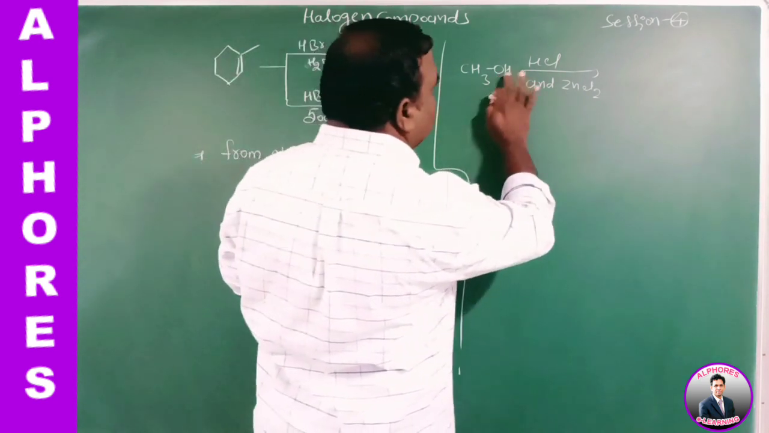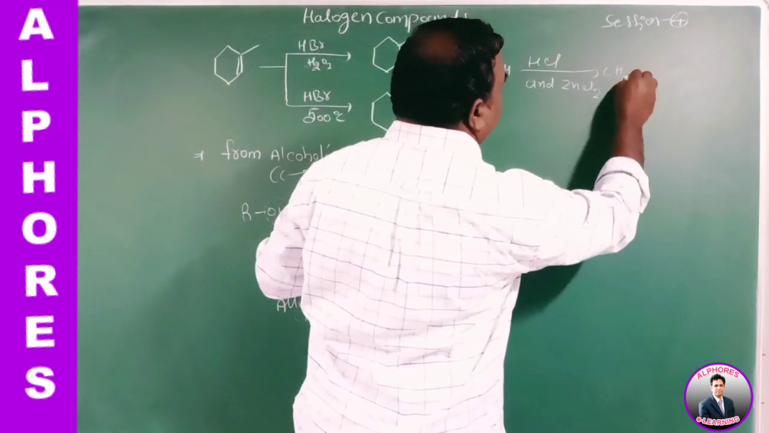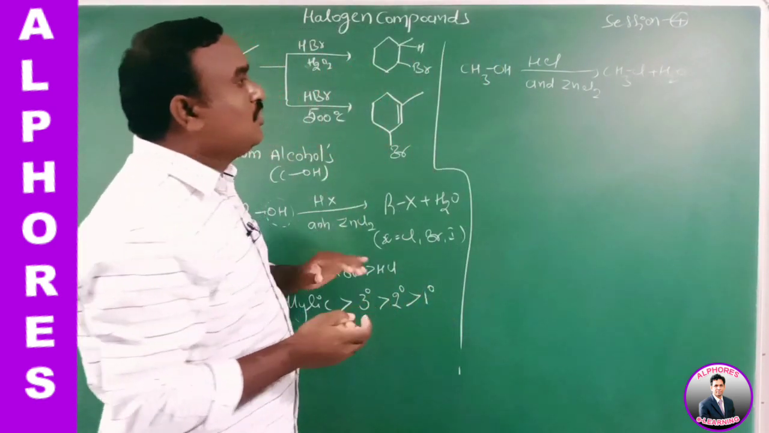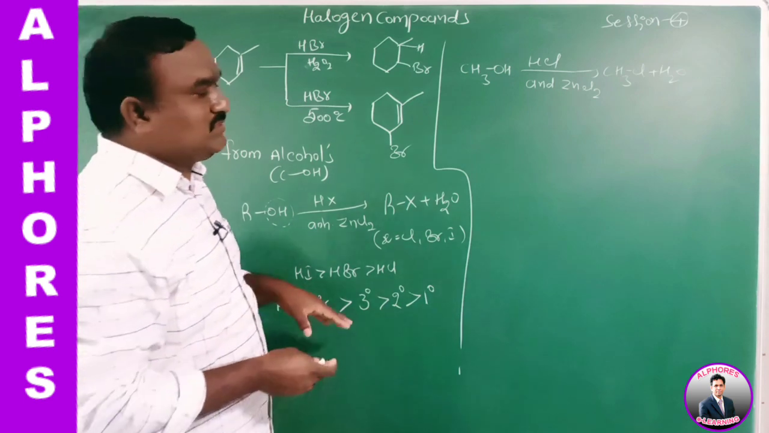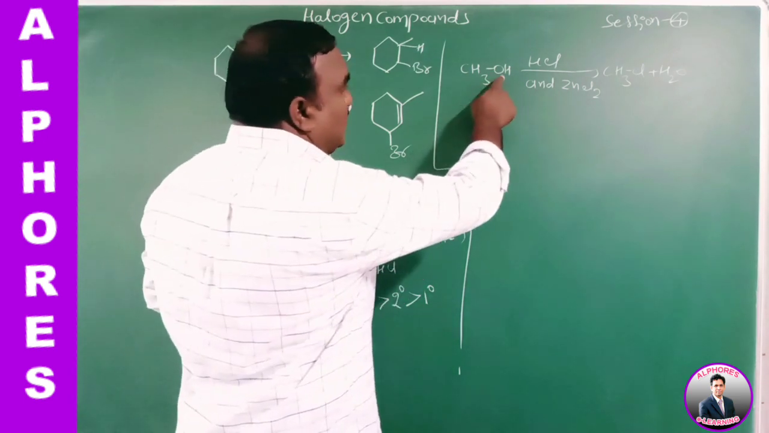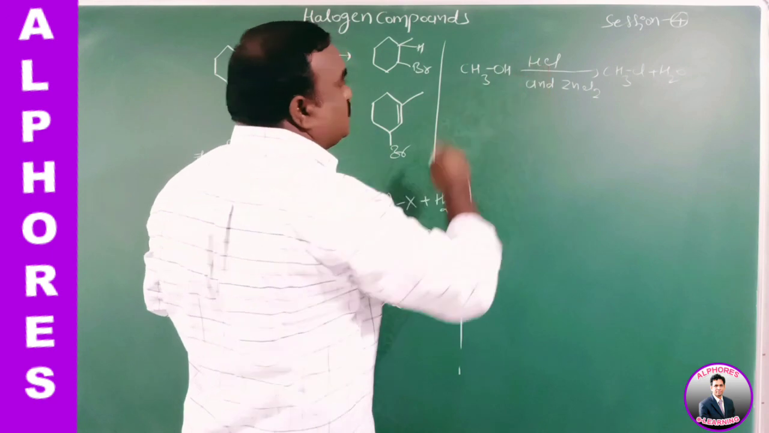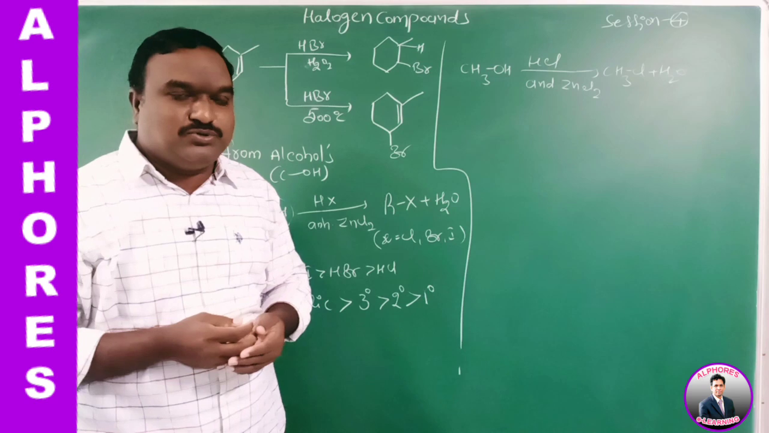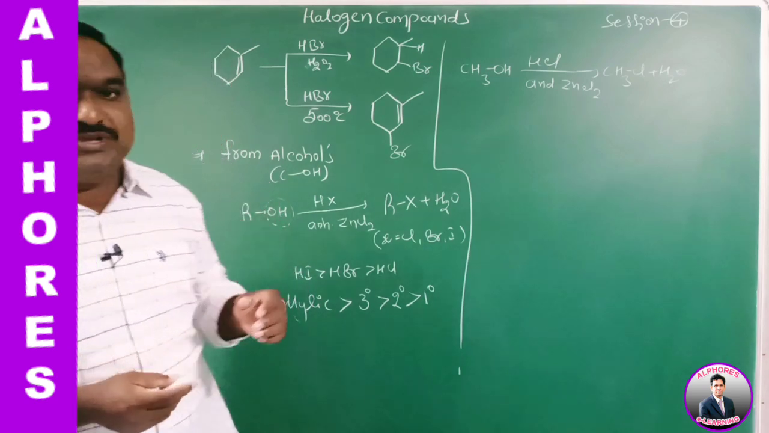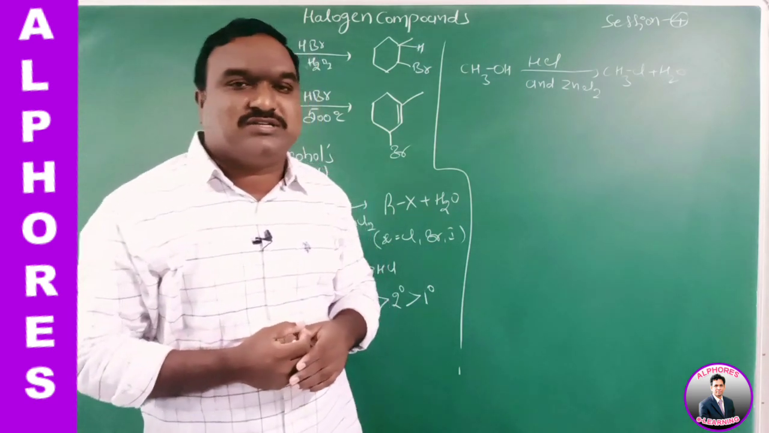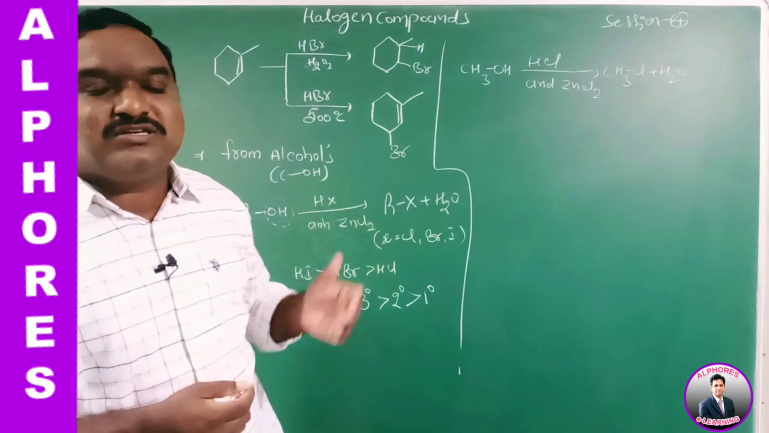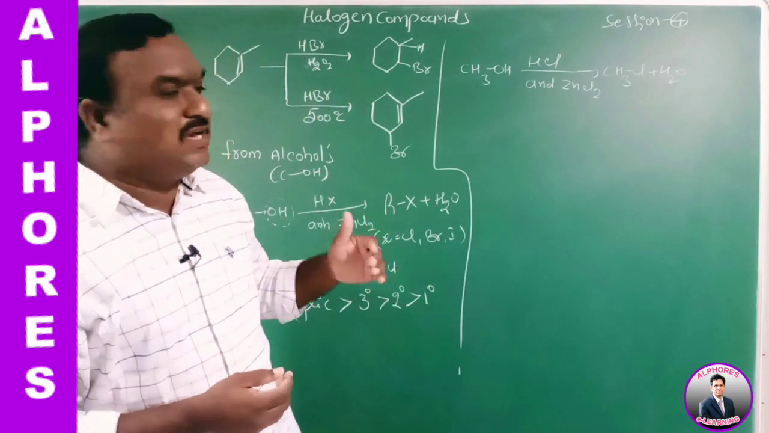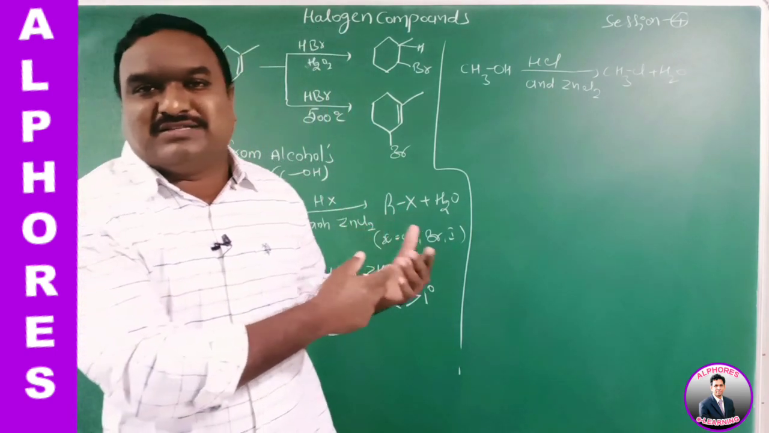The OH minus is substituted by Cl, so CH3Cl plus H2O is formed in this case. The nucleophile OH minus is substituted by Cl minus. That means nucleophilic substitution reactions. The majority of primary alcohols undergo SN2 reactions. Secondary and tertiary alcohols undergo SN1 reactions. But according to theory, SN2, SN1.